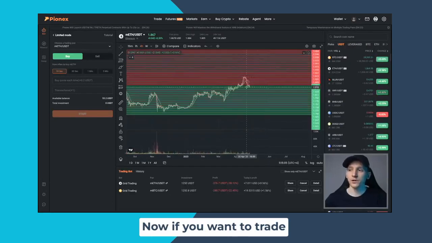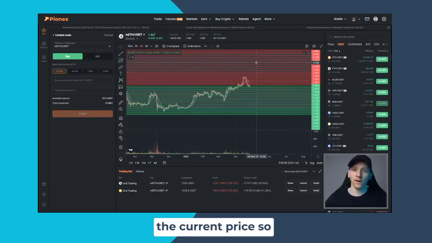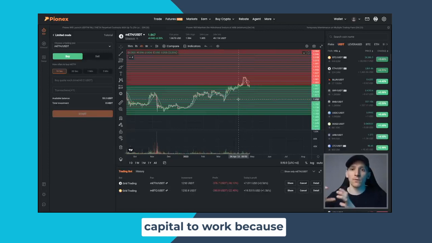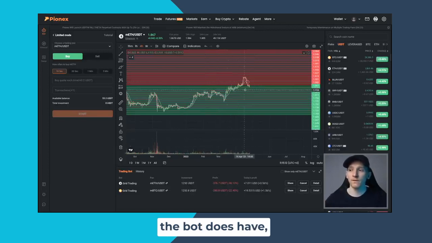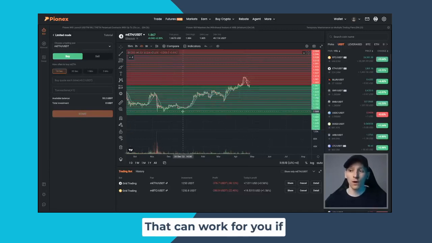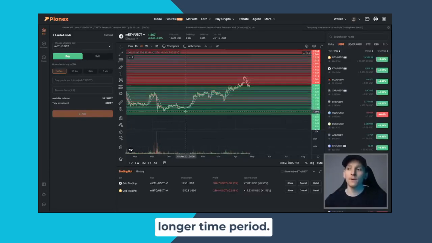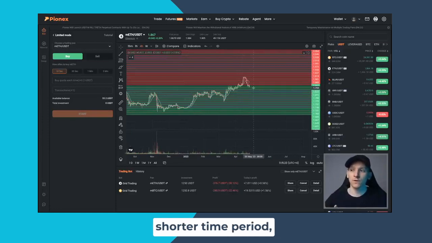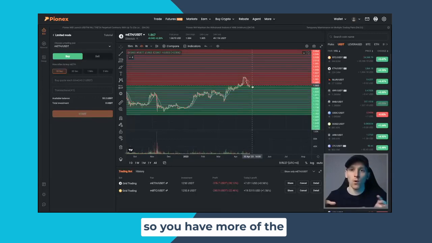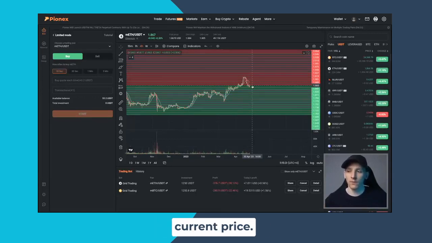Now, if you want to trade shorter term, you would have the top and bottom ranges much closer to the current price so that you can put more capital to work, because the bot does have some capital held back in order to buy some of these lower prices. That can work for you if you're trading over a longer time period. If you're trading over a shorter time period, you want the bot parameters much closer to the current price, so you have more of the dollars to spend and trade closer to the current price.